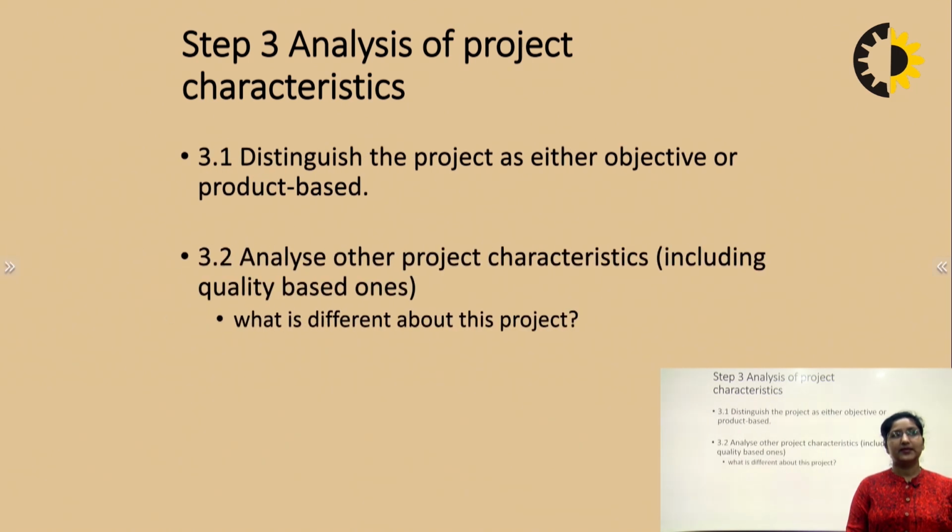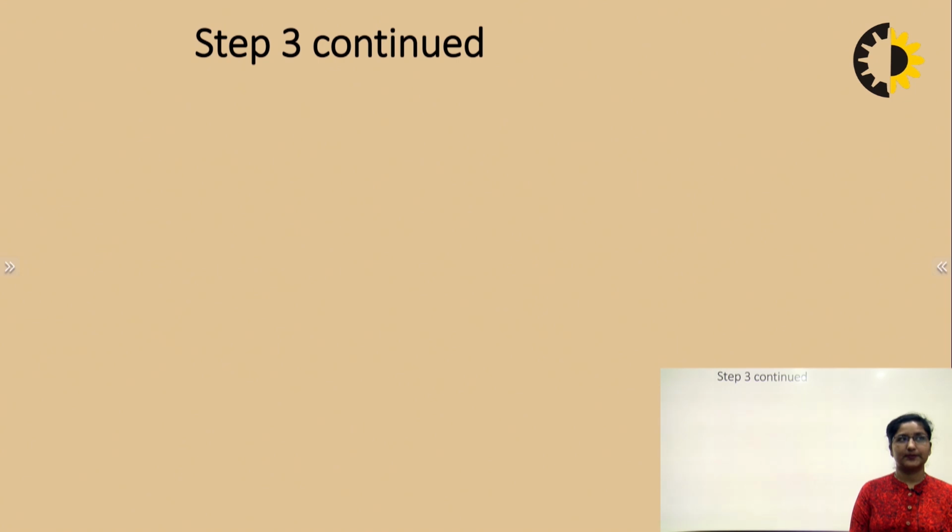Then, analysis of the project characteristics, like first and the foremost is to identify whether the project we are developing is objective based or product based. That is the most important question, and it needs to be answered for that. Analysis of other project characteristics, like the quality, what is different about this project. There are many projects in the market. Why this project will stand out from other projects?